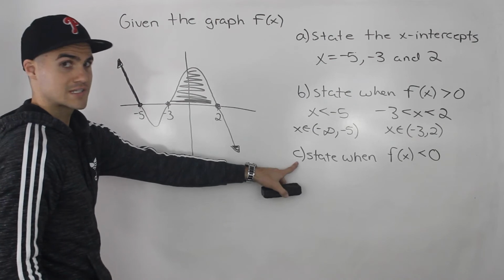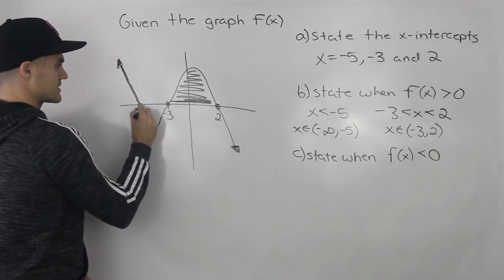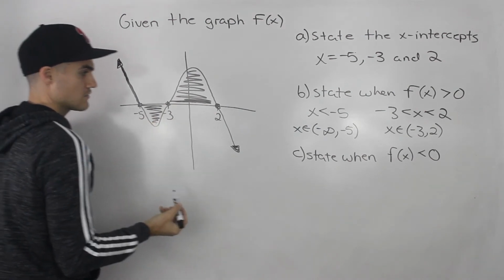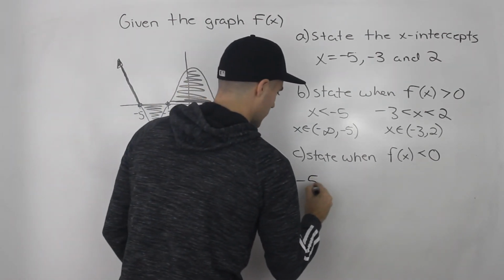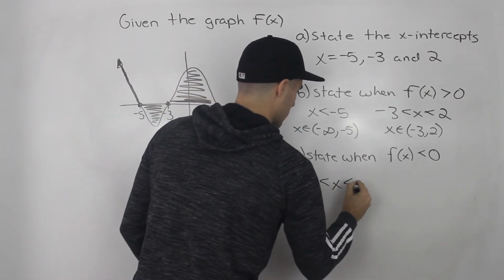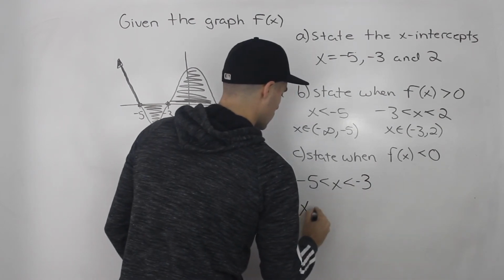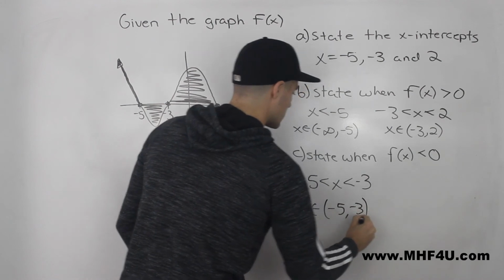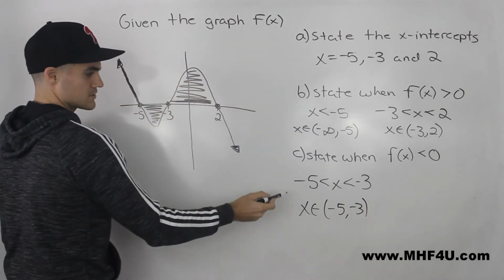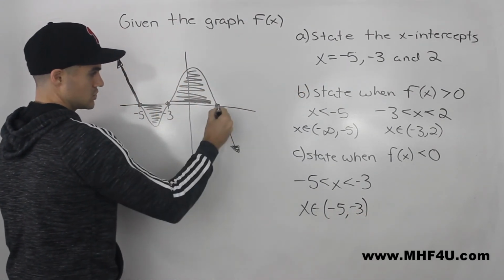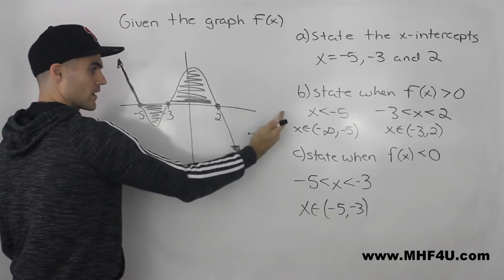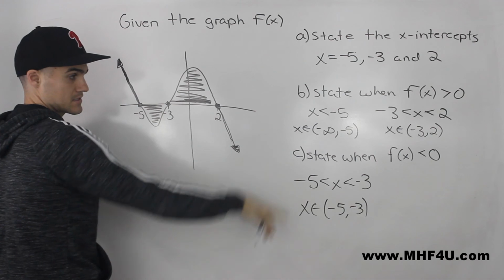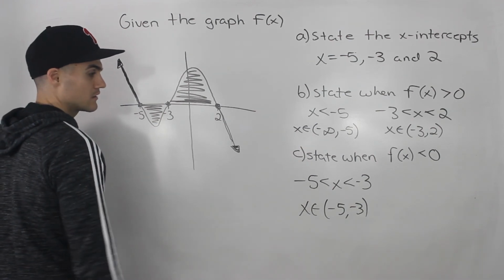What about when the function is less than 0? Well, it's going to be less than 0 in this interval. So for x values in between -5 and -3. So -5, -3, right? Two ways to do it, interval notation, set notation. And when the x values are greater than 2, notice the function is always going to be below that x-axis. It's always going to be negative.